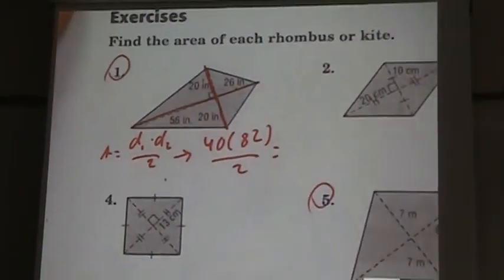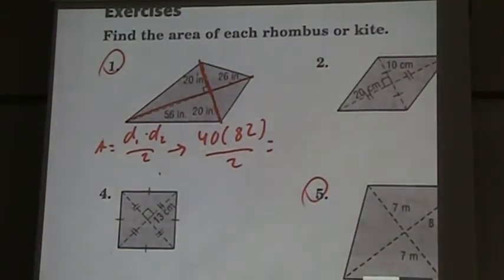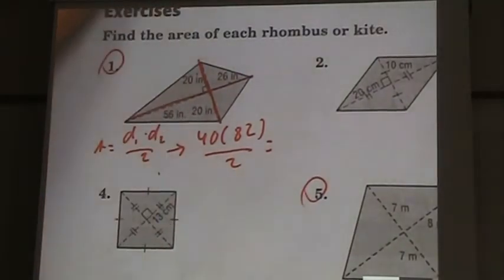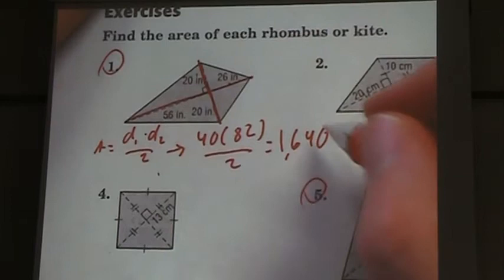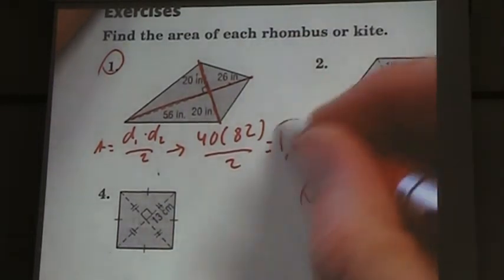So, zoom out here more so you can see better. So now, I'm going to pop that in my calculator. I'm getting 1,640. Boom, there you go. I should put my units, inches squared.